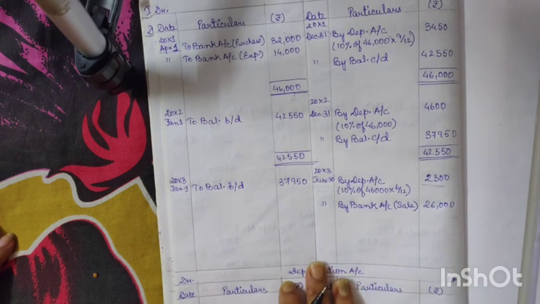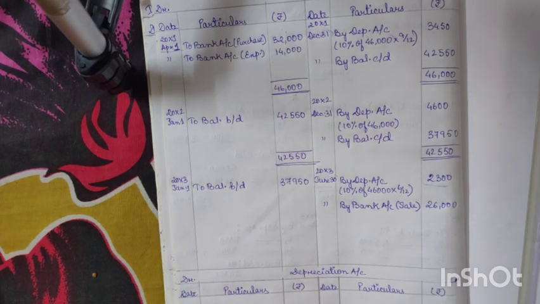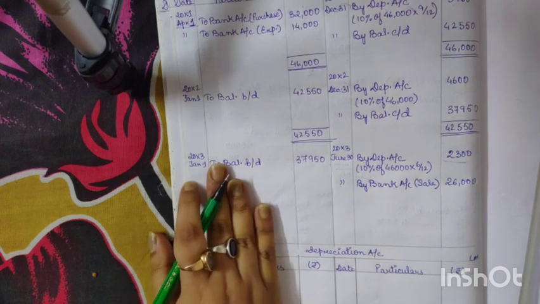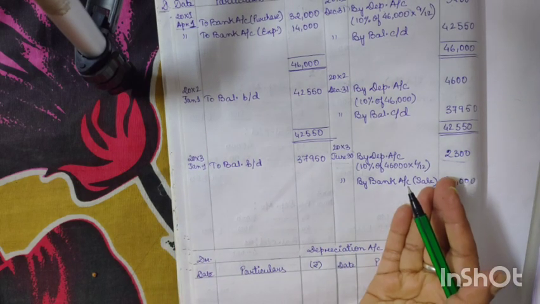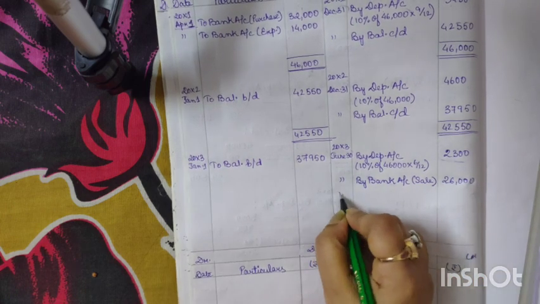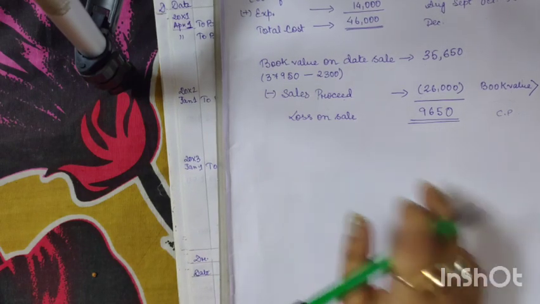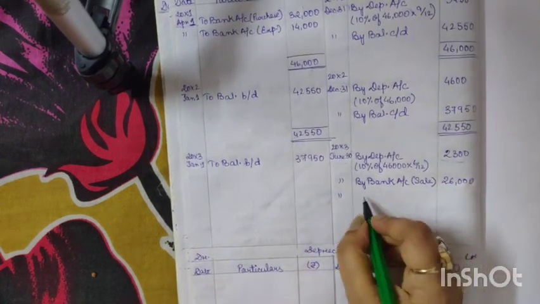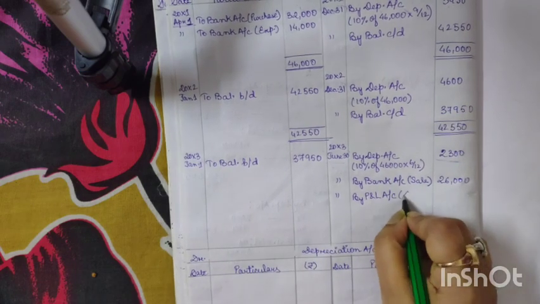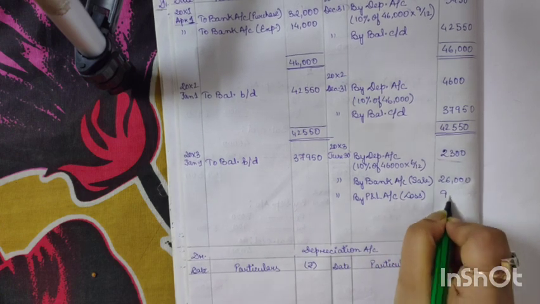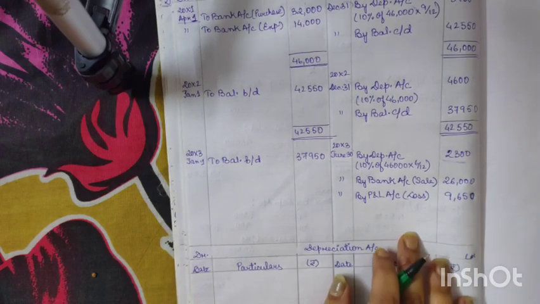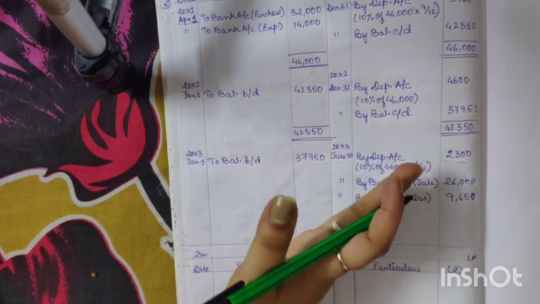Now there was loss. As we all know, according to the rules of accounts, whenever an asset increases, we record it on the debit side. Whenever an asset decreases, we write it on the credit side. So loss means also there is a deduction. So the loss on sale should also be written on the credit side. By profit and loss account, loss, and here loss is 9,650.